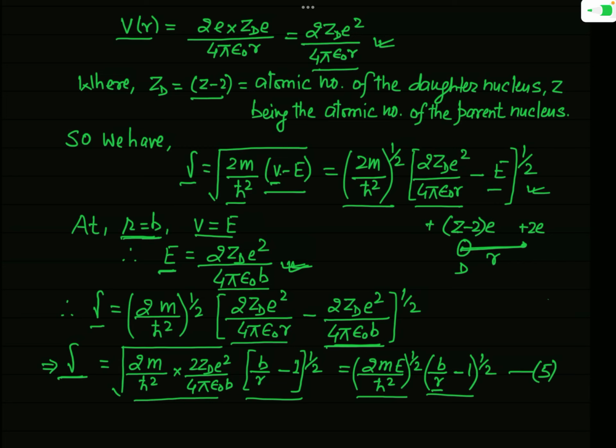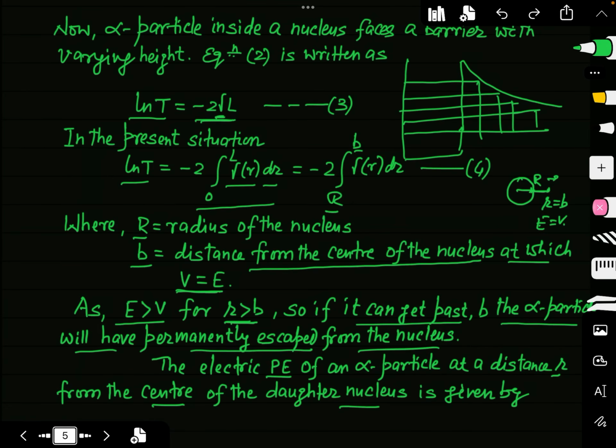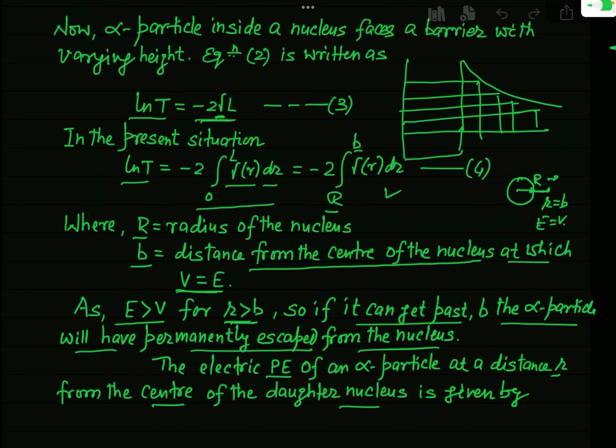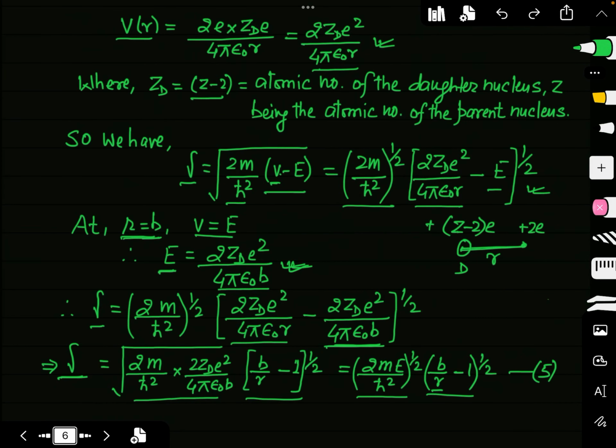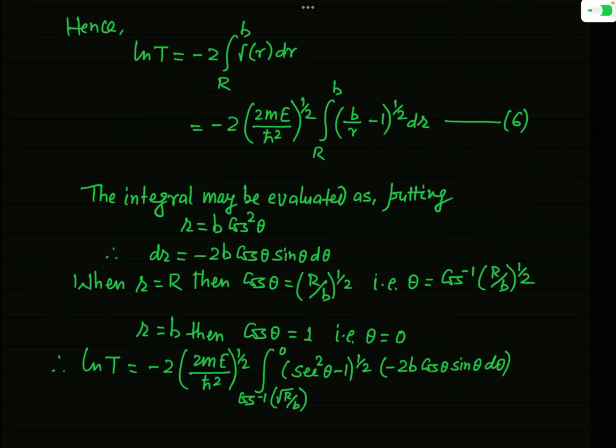And now after obtaining the value of gamma as a function of r, you can substitute this value in equation number 4, and then you can evaluate this integral. So now let us put this value of gamma in equation 4. So you can see ln T is equal to minus 2, I have repeated just the result, integral from r to b gamma of r dr.